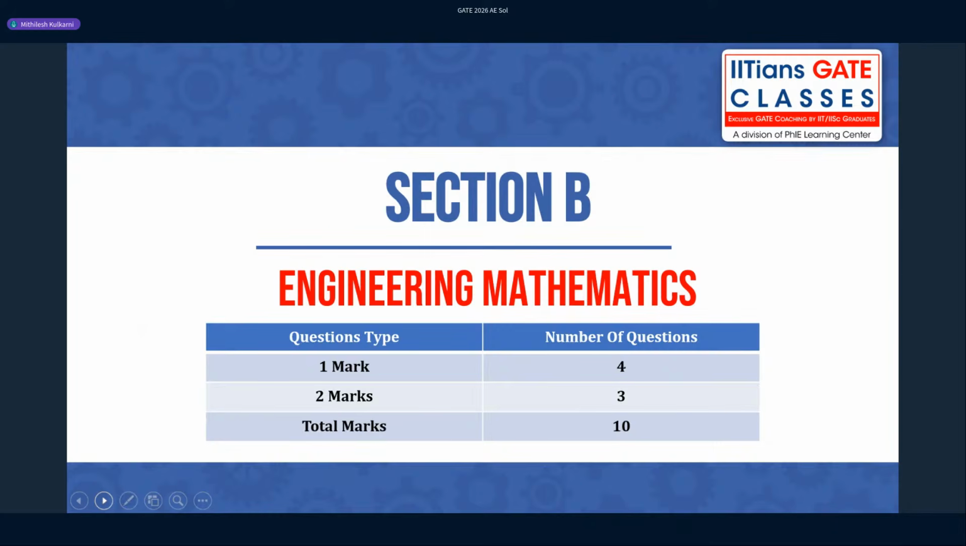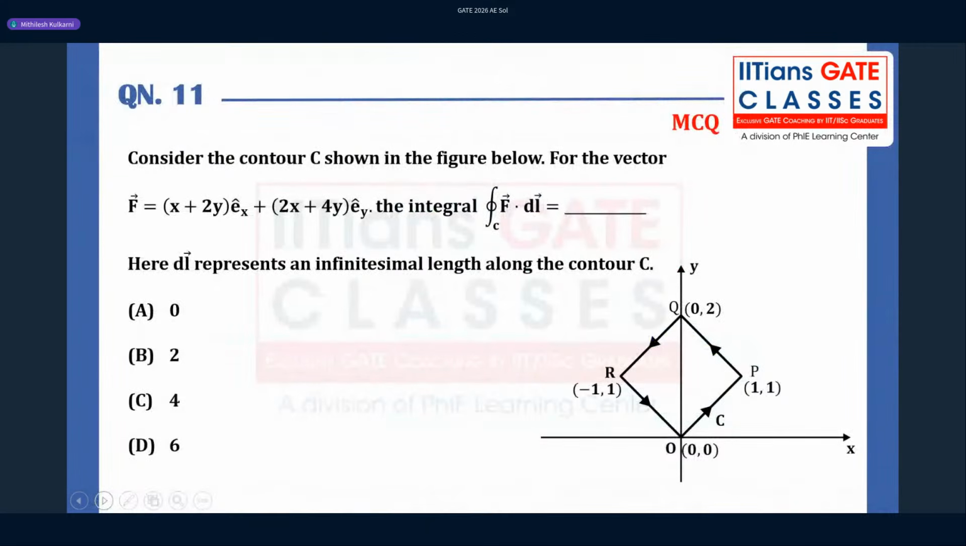As we go on, you will see the weightage, but in general, 3 questions in this paper were from linear algebra, 1 question from calculus, 1 from vector calculus, 1 from Fourier series, and 1 from differential equations. So this is how the split was. Let's now start solving these questions one by one. We'll first solve the 1 mark questions and then we'll go to the 2 mark questions.